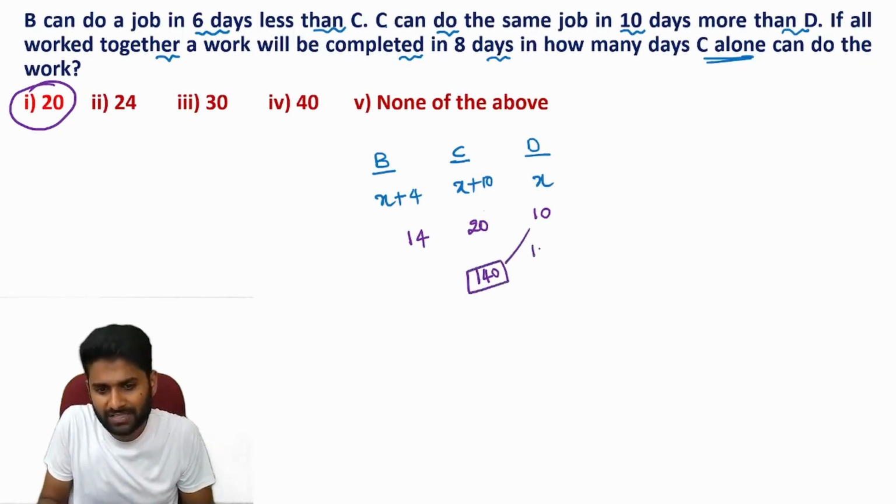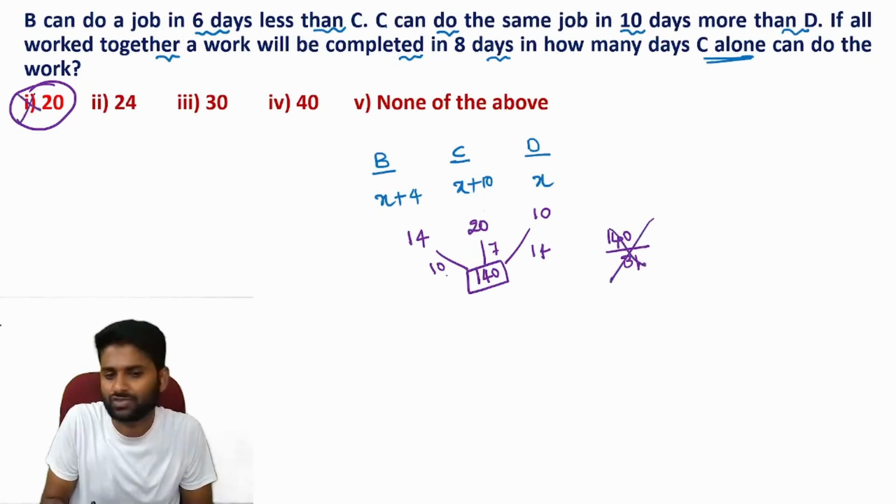Now see, it is exactly 14 units, it is exactly 7 units, it is exactly 10 units. If 140 is divided by 10 plus 7 plus 14, it is exactly equal to 31. So if you multiply 31 by 8, definitely it is not 140. That's why 20 is not an answer.